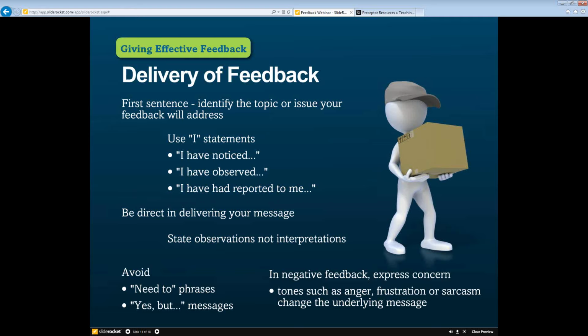You avoid tones. This is controlling our interpersonal communication skills. You avoid those anger and frustration tones or sarcastic tones because that does change the message. The person is less likely to receive your feedback well, and then potentially, just like a patient, less likely to implement your recommendations.